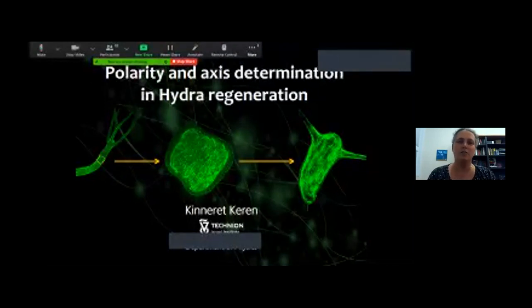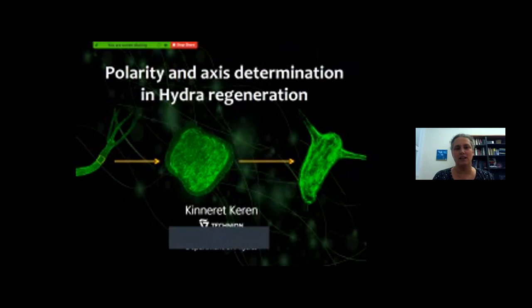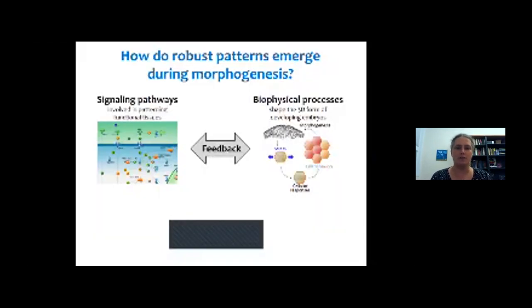So I want to talk to you about our work on Hydra morphogenesis and how the polar axis is determined during regeneration. Morphogenesis arises from a complex interplay between signal pathways that involve patterning functional tissues and physical processes that ultimately shape the 3D form of the developing organism.